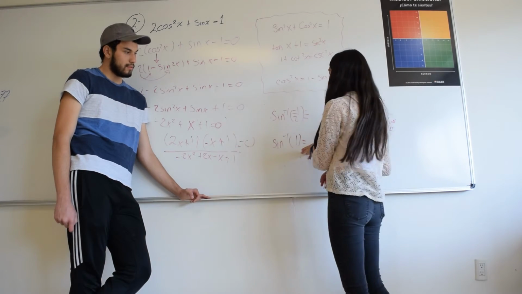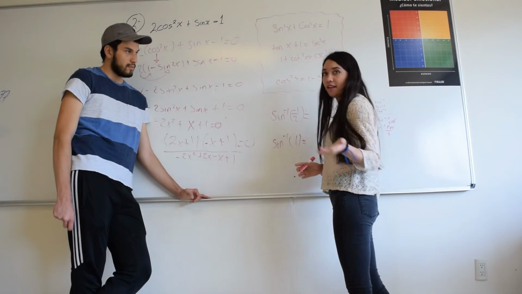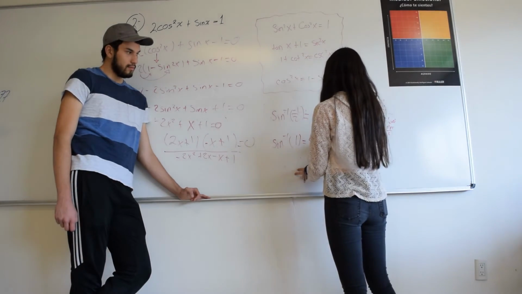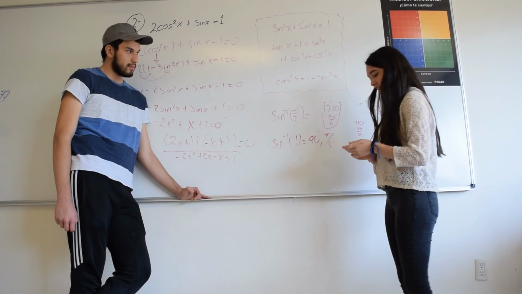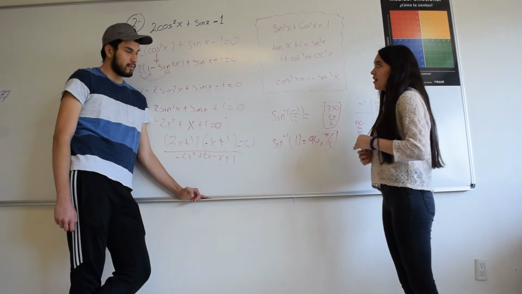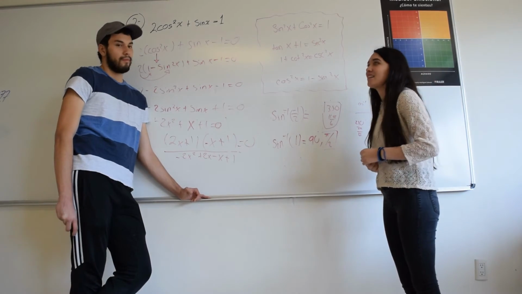And then sine inverse of 1, the only value it can have is 90 degrees, which is the same as pi over 2. And that's all. These are our two results of 2 cos 2x plus sine x equals 1.